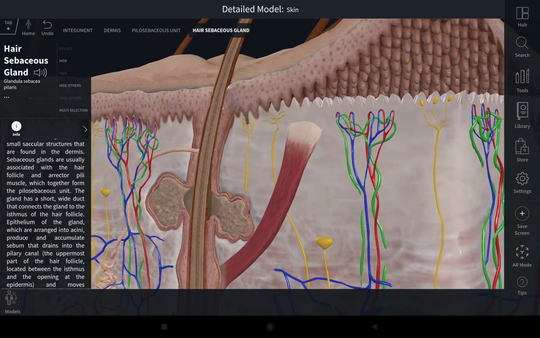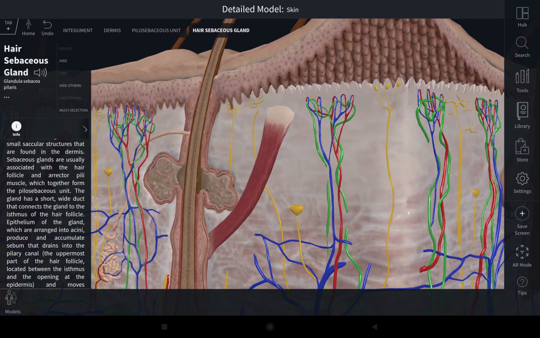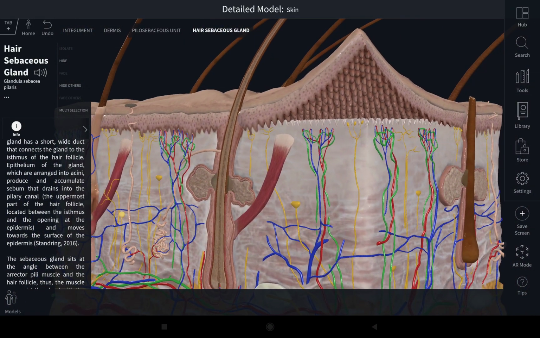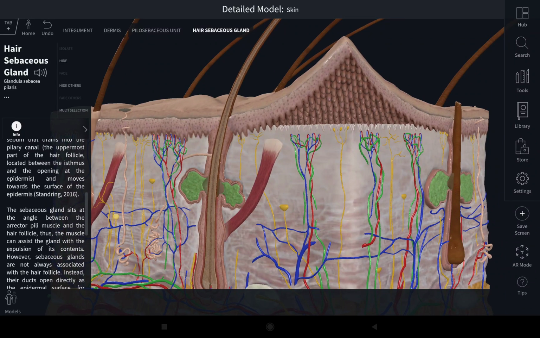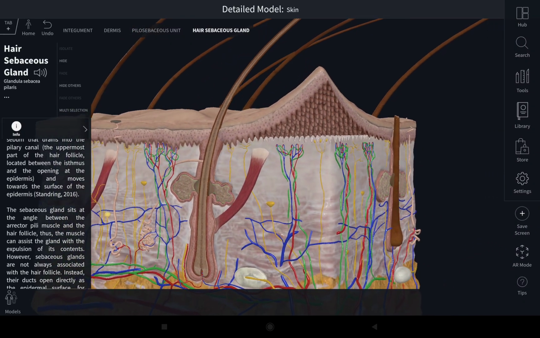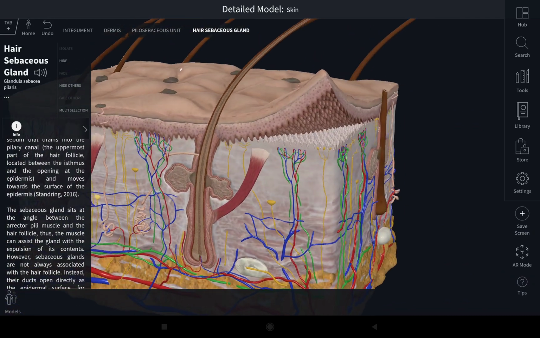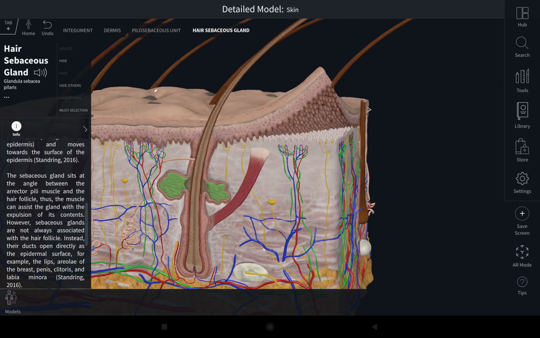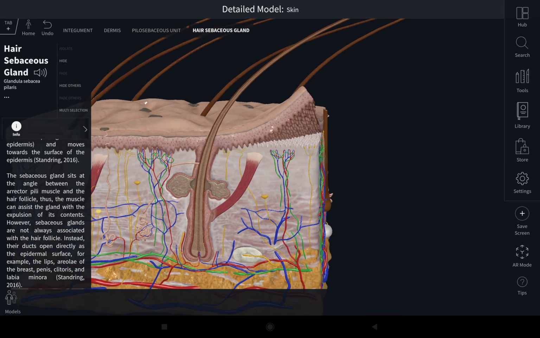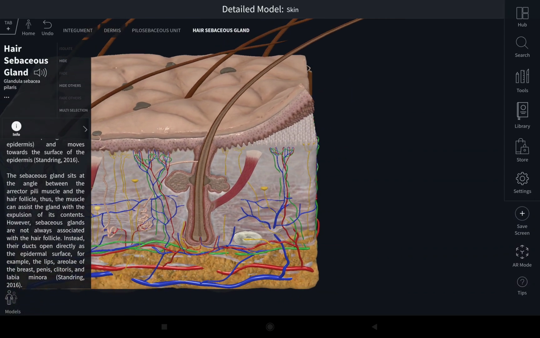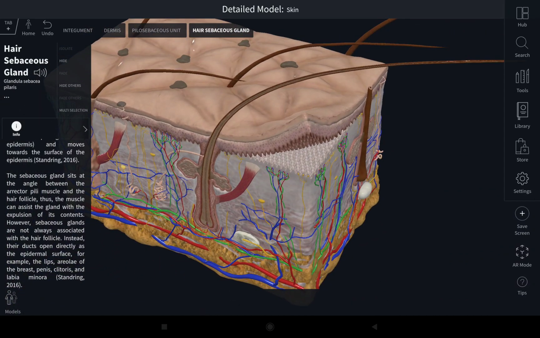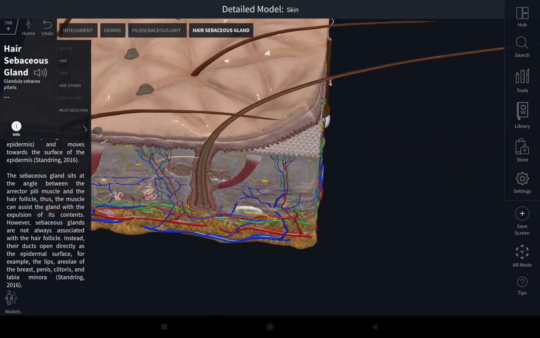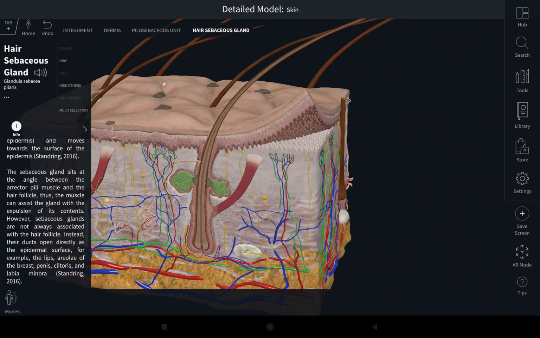The uppermost part of the hair follicle, located between the isthmus and the opening at the epidermis, moves sebum towards the surface of the epidermis. The sebaceous gland sits at the angle between the arrector pili muscle and the hair follicle. Thus, the muscle can assist the gland with the expulsion of its contents. However, sebaceous glands are not always associated with the hair follicle. Instead, their ducts open directly at the epidermal surfaces, for example, the eyelids, areola of the breast, penis, clitoris, and labia minora.